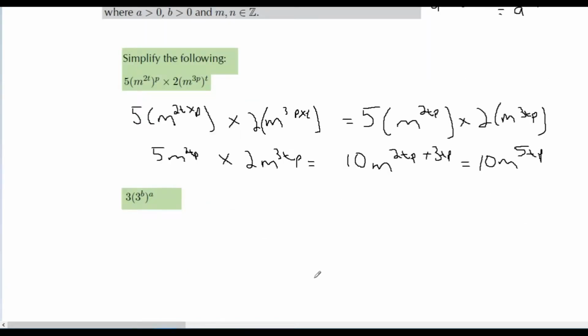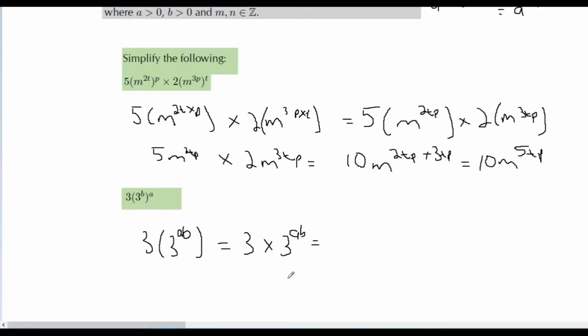Righto. So second question, we have 3 multiplied by (3^b)^a. Same thing again, we're going to do our exponent first. So we know in this exponent we multiply, so it's going to be a multiplied by b, which is going to give us ab. And then from here we know that our brackets is multiplied. So I'm just going to write it out, which is 3 multiplied by 3^(ab).